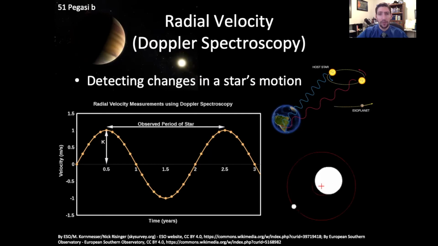Jupiter, for example, causes the Sun to change velocity by 12.4 meters per second over Jupiter's period of approximately 12 years. The Earth causes the Sun to change velocity by 0.1 meters per second over 1 year. 0.1 meters per second is not as easy to detect.